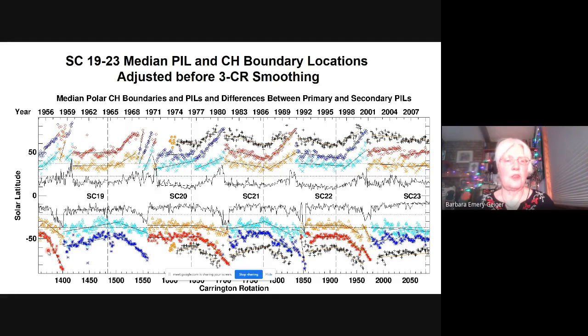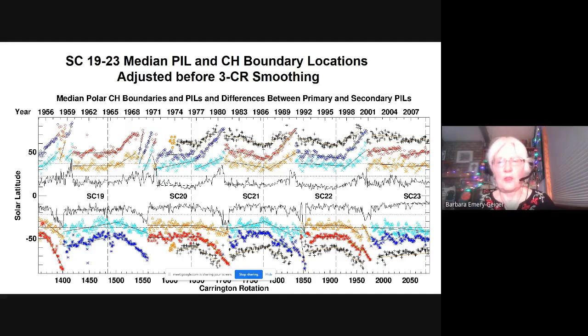And other things we do is, you maybe can see this little diamond that is above, so it says the secondary is polewards of the primary. Well, what that means is you just have a very few number of secondaries, and it happens to be above. So we adjusted those. There was only 3 of them in the beginning of solar cycle 19. We adjusted them downwards 8 degrees, even though the average here is more like 12 degrees different.